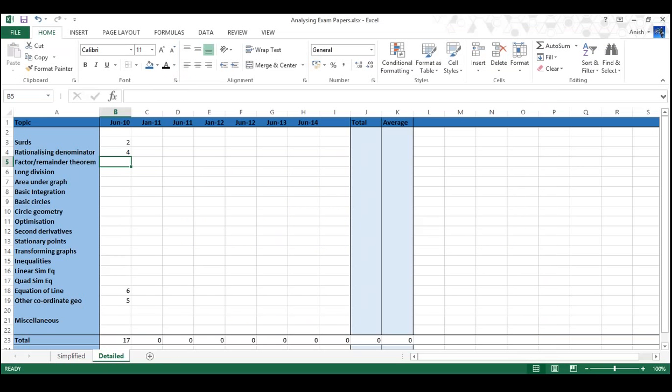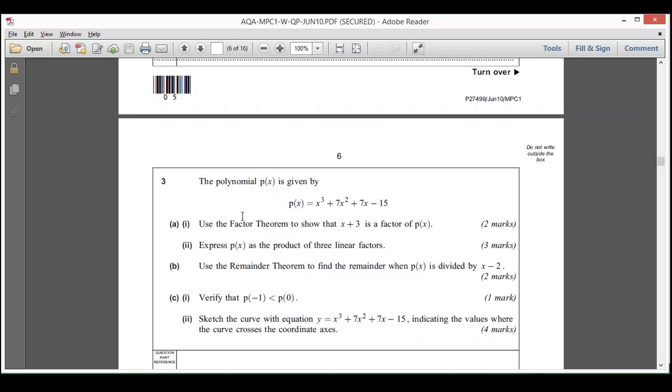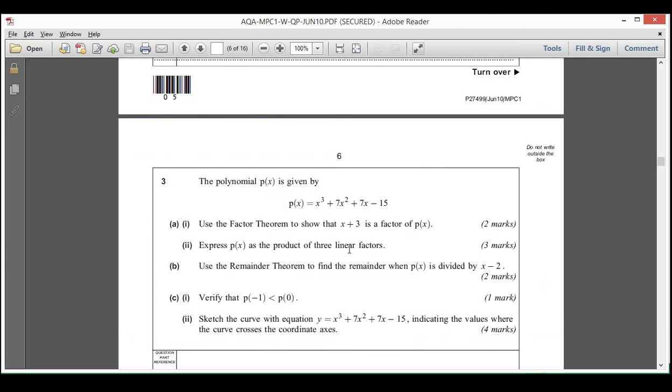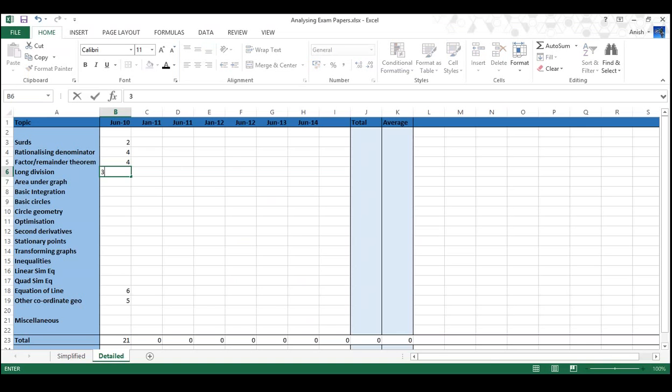Okay, polynomials. So factor and remainder theorem, and long division. So factor theorem, so that's 2 marks. Remainder theorem, 2 marks, that's 4. Express this as 3 linear factors. I'm going to put that under long division. There are other ways to do that, but we'll put that under long division. Verify this. Let me put 3 marks on long division.